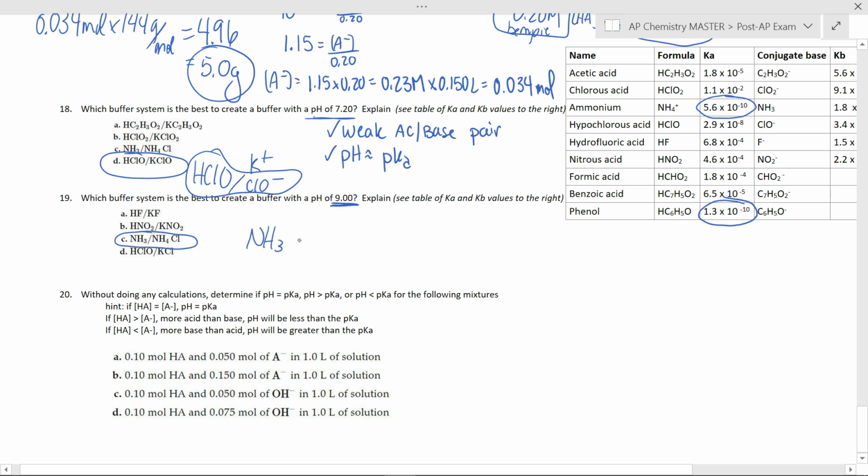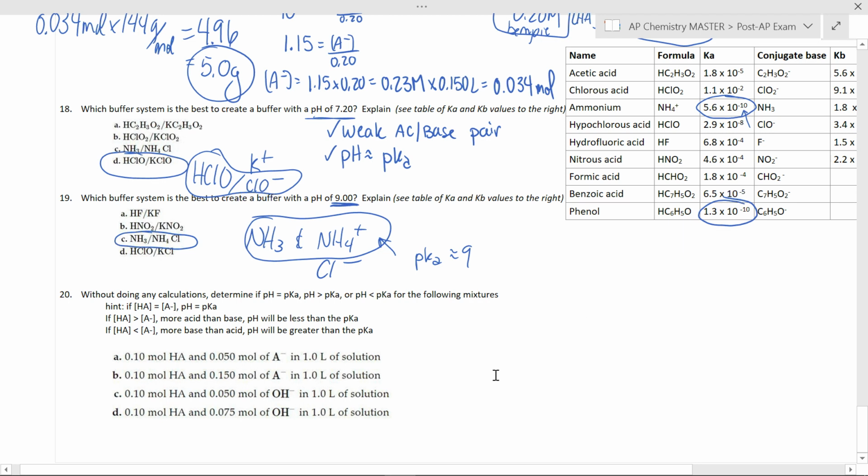So we got NH3 and ammonium chloride. The chloride is just going to be a spectator. So this is our buffer, NH3 and NH4+. And NH4+ has a pKa that is around 9-ish, right? It's going to be, because its exponent is 10. So between 9 and 10.